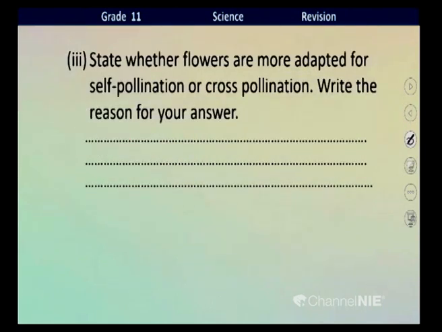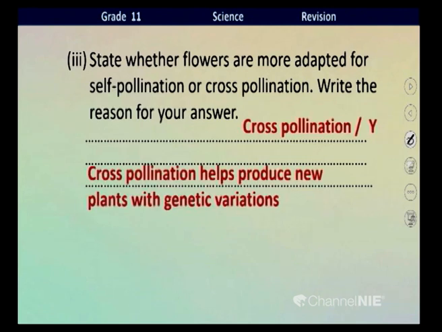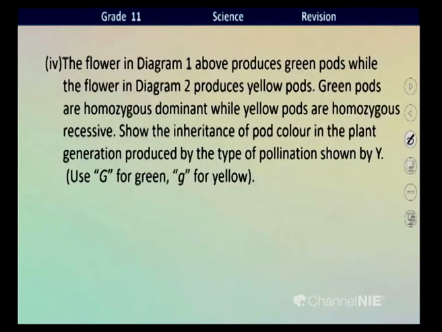Then next question. State whether flowers are more adapted for self-pollination or cross-pollination. Write the reason for your answer. Children, flowers are more adapted for cross-pollination, or why? What's the reason? Because cross-pollination helps produce new plants with genetic variations. New plants with genetic variations. Okay, right. Move to the next.